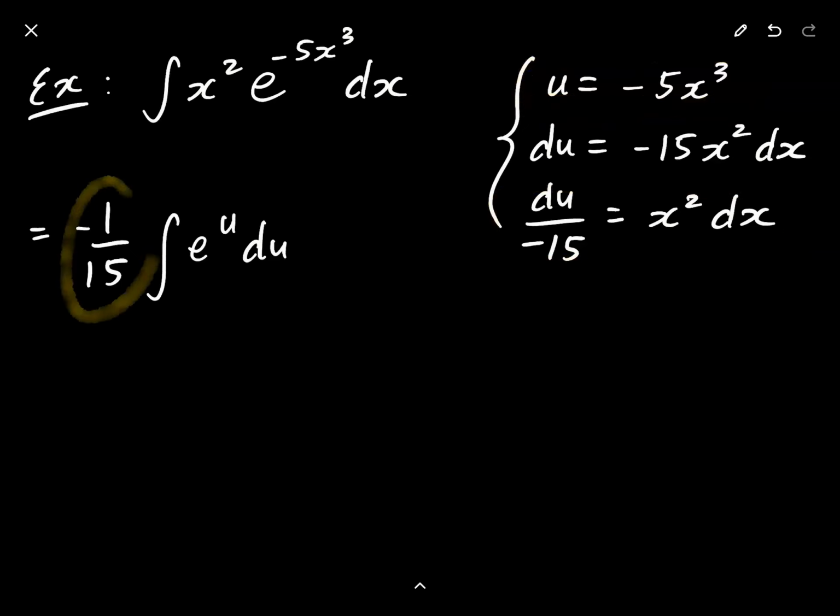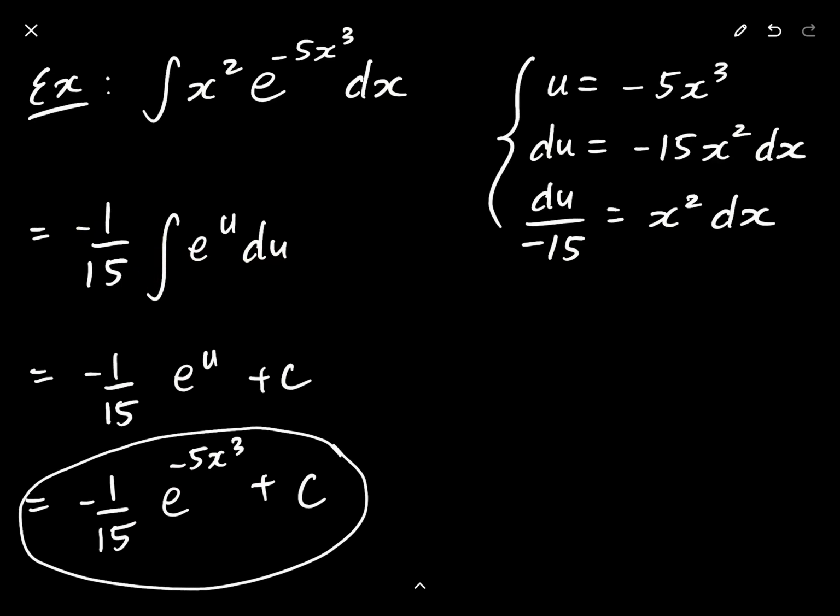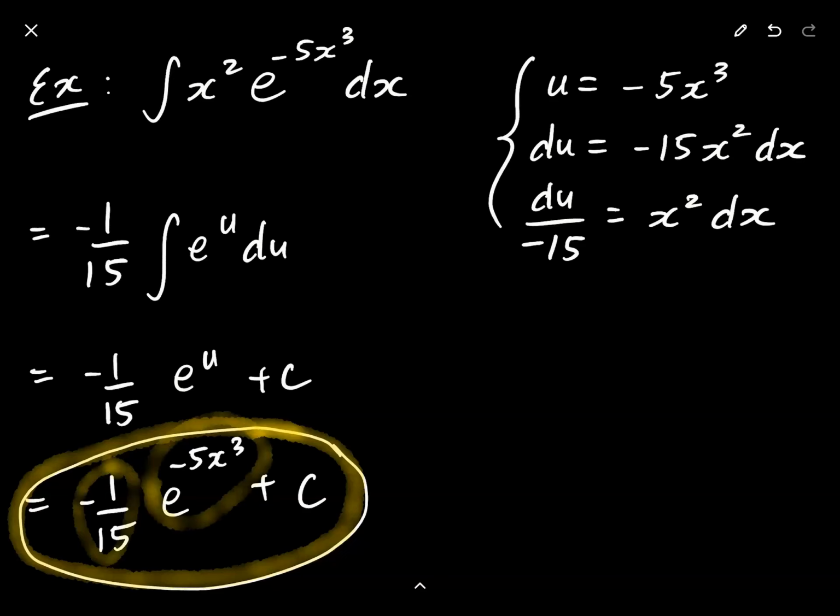So the minus 1 over 15 we can keep in the front, and we'll have the integral of e to the u du, which is basic in u. So the antiderivative for e to the u is e to the u, and when we replace it back in x, the antiderivative is minus 1 over 15, e to the minus 5x cubed plus c.